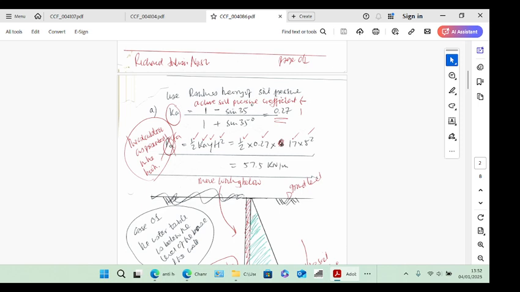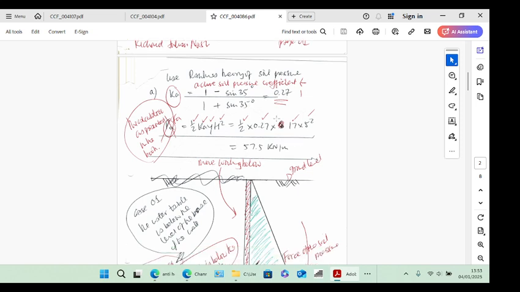Use Rankine's theory of soil pressure. The active soil pressure coefficient is Ka, 1 minus sine 35 divided by 1 plus sine 35, equals 0.27. That's the calculation as presented in the book. I put that as FA instead of PA, as I just explained: 57.5.